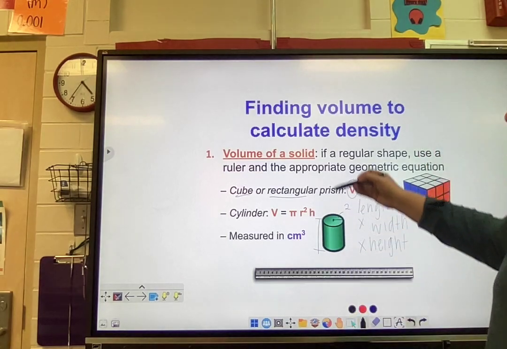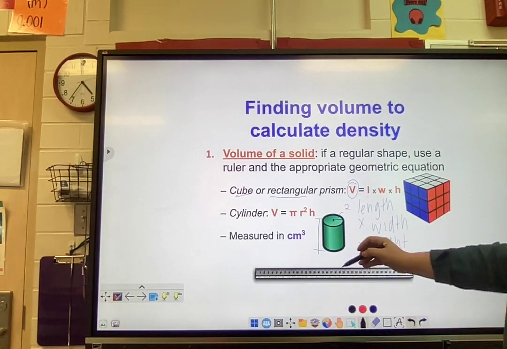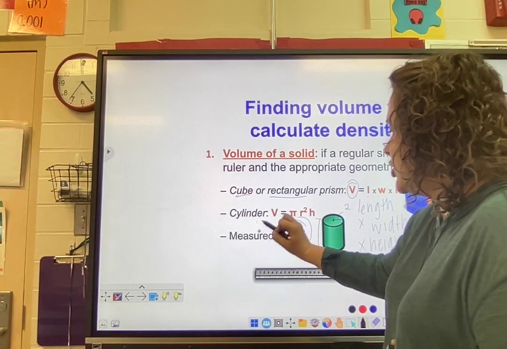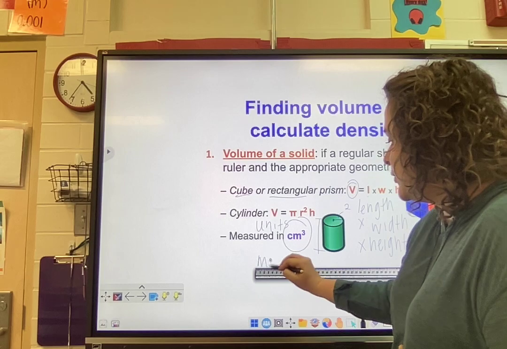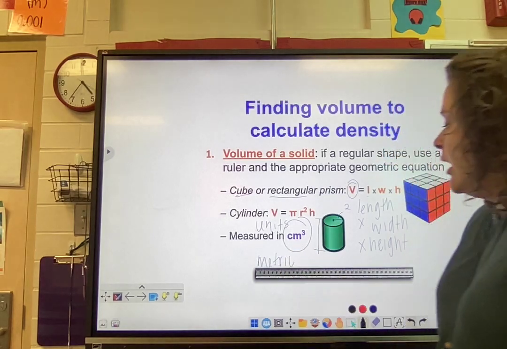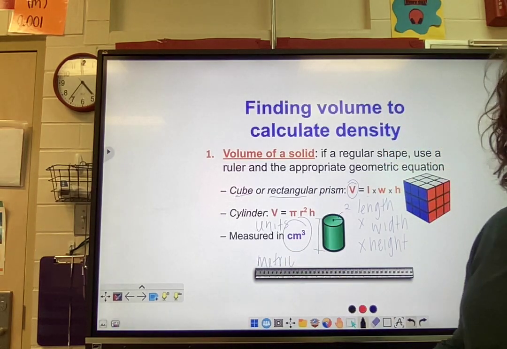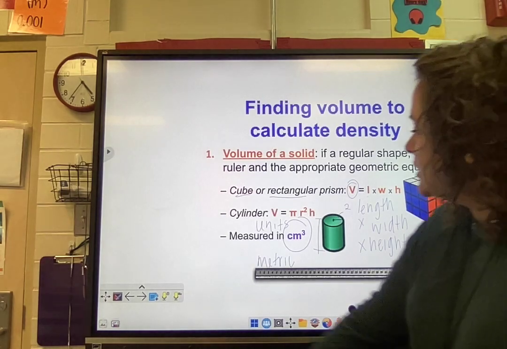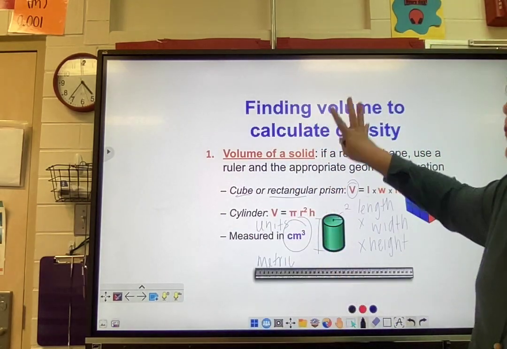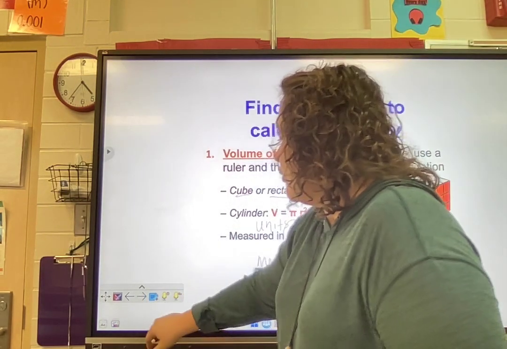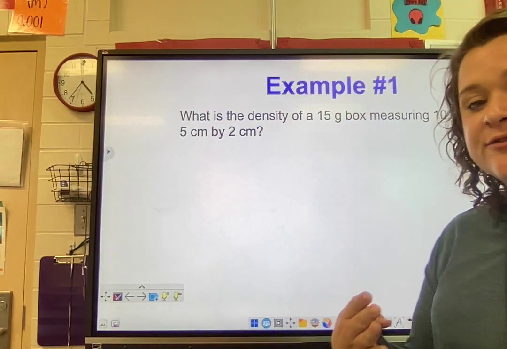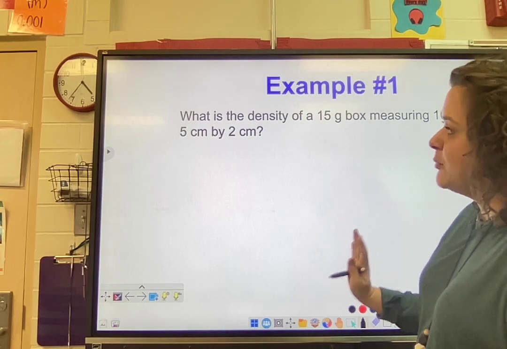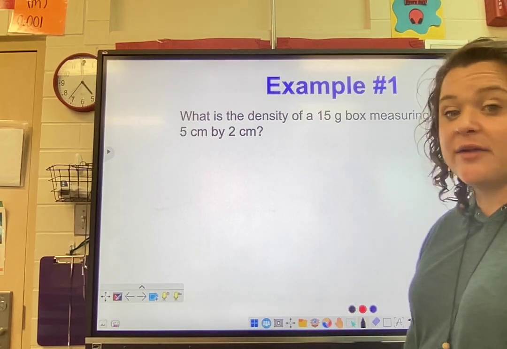The volume of a cube is measured in centimeters cubed. Those are our units, and we use a metric ruler to solve for this type of volume. That's when we're finding the volume of a regular solid. When we have to find the volume of an irregular solid, we're going to have to do something different. But let's do an example of finding the volume of a regular solid.